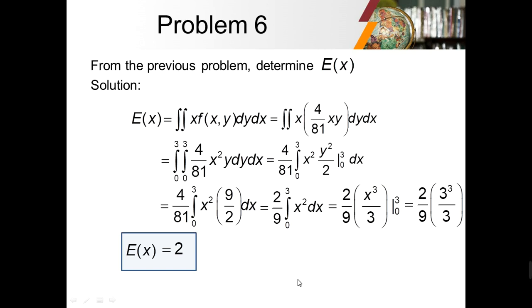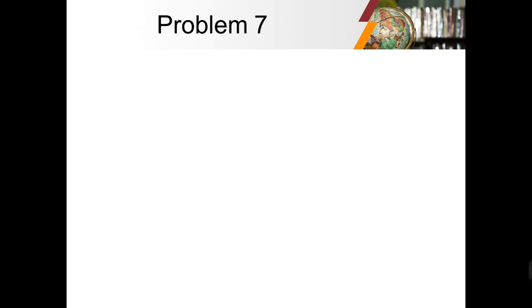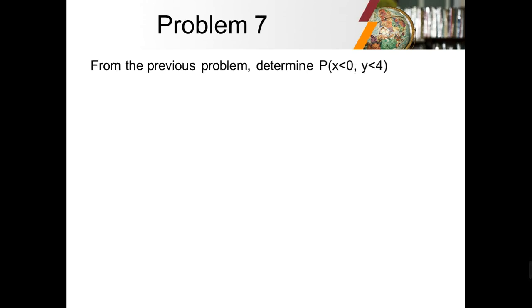Okay, medyo naghang yata. Okay, so let's have problem number 7. Again, from the previous problem, so same pa rin tayo ng given. We are asked to find the joint probability that x is less than 0 and y is less than 4.